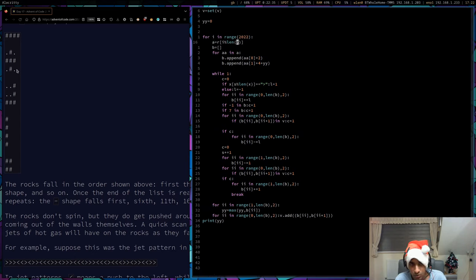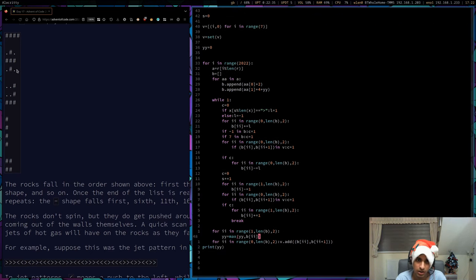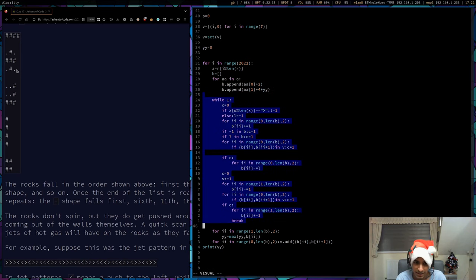Just to select the right shape, because obviously it repeats once you get to the end. And then once I found the relative coordinates of the right shape, so once I've extracted one of these sets, for example, one of those tuples, I'm then going to add all of those coordinates to just a new list, and I'm going to adjust them relative to where they start off. So from the left, they always start off 2 away from the wall, and from the bottom, they're going to start off 4 above the highest y coordinate. That's what that is.